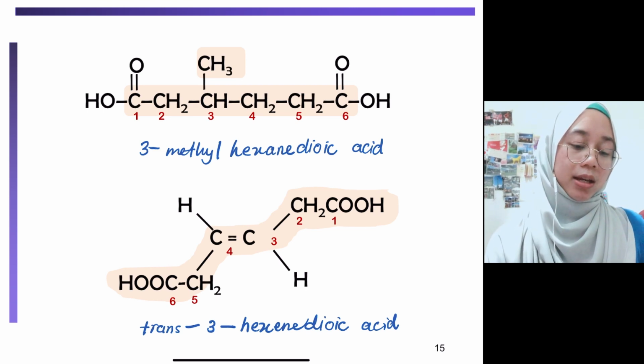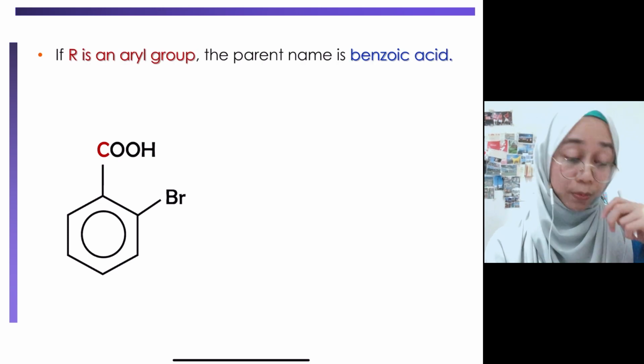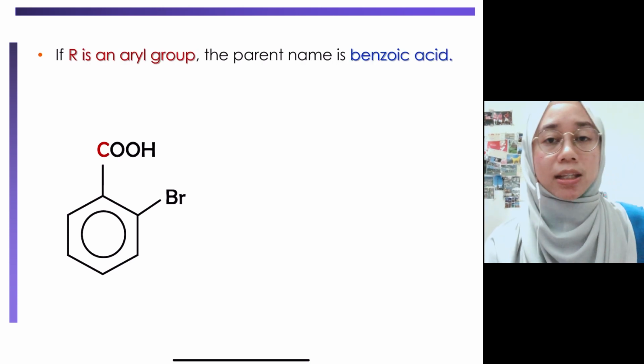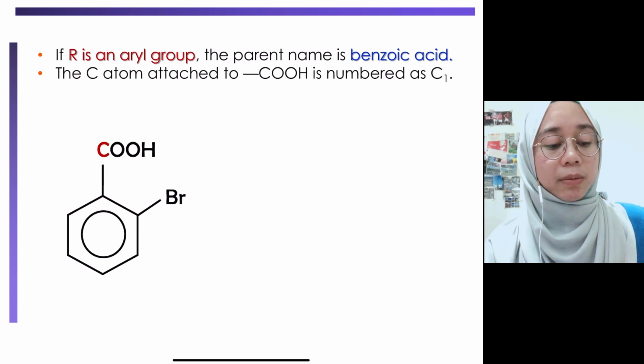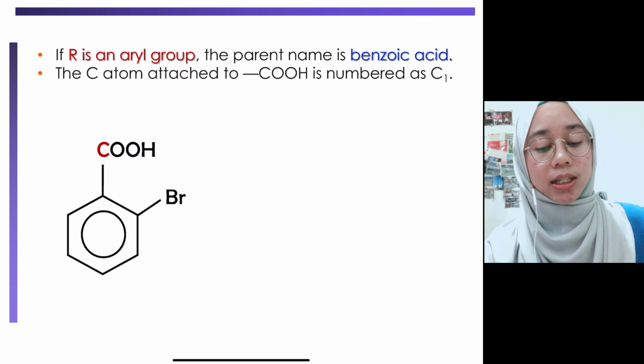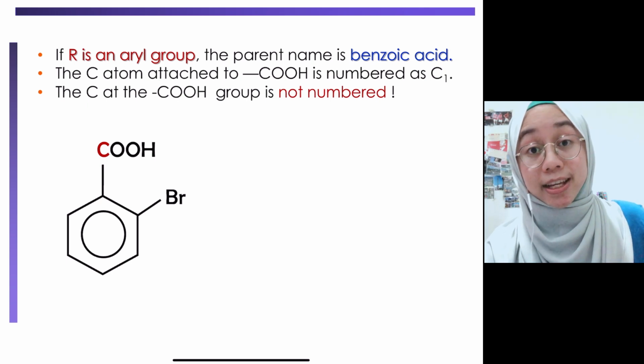Okay, and then lagi yang ni yang ada involve aryl group, the one yang ada involve benzene ring. Okay, so if R is an aryl group, the parent name is benzoic acid. Okay, so the carbon atom attached to the COOH is numbered as carbon number 1 because after all that is the highest priority.